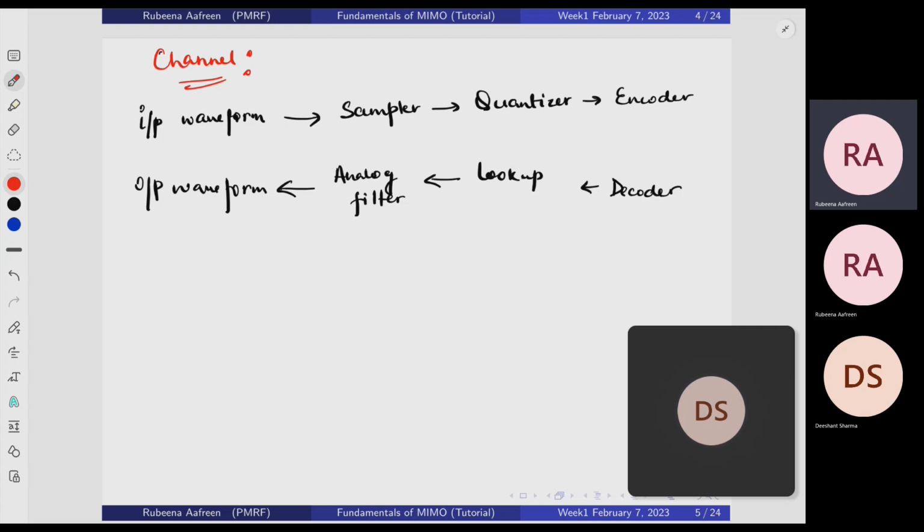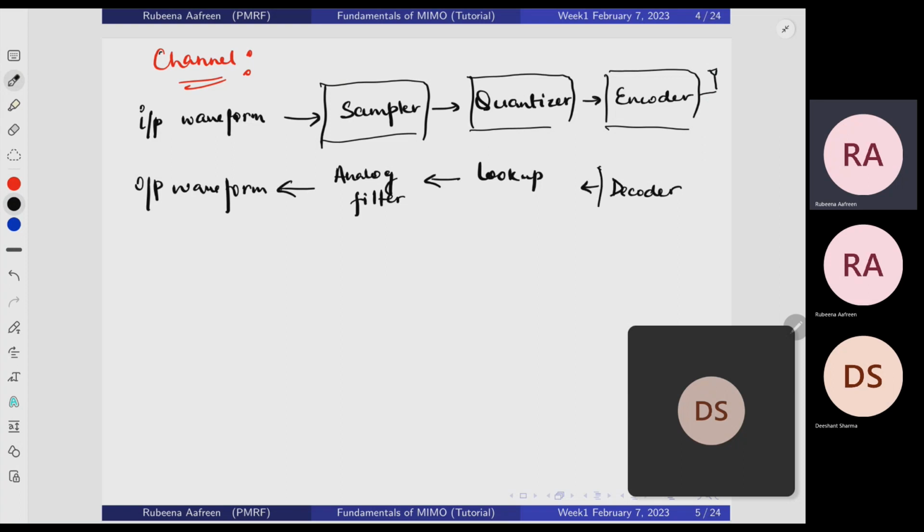Now when we talk about channel, the big question is what kind of channel we are looking at. What is the property of the channel? What is the characteristic of the channel? The channel depends upon what is at the input side and what is at the output side. At the input side, suppose we have an input waveform, then we pass it to a sampler, then to a quantizer, and then encoding happens.